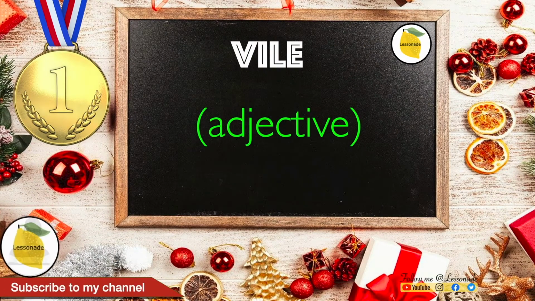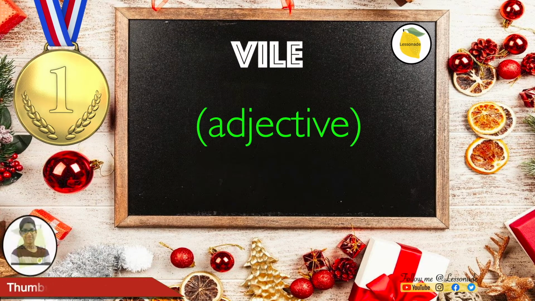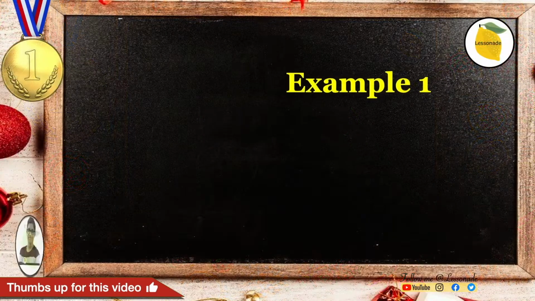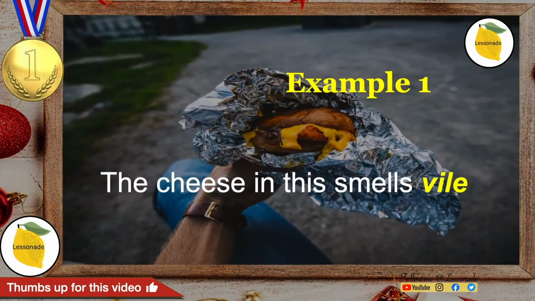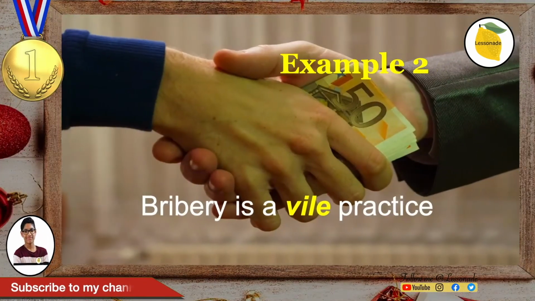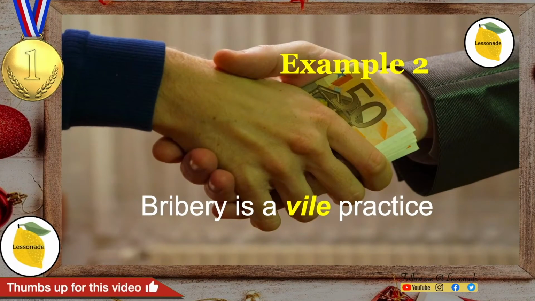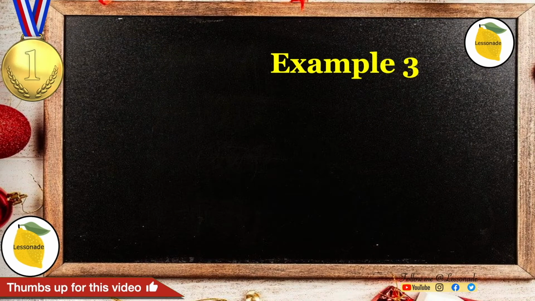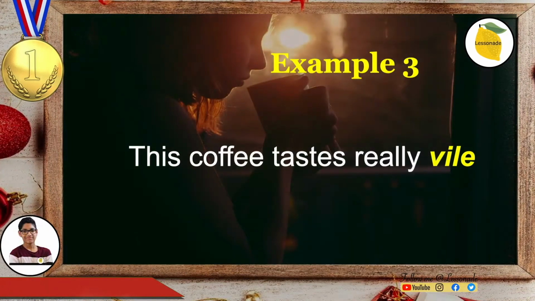Now that you know what vile means, let's have a look at how to use this in your daily conversation. Example 1. The cheese in this smells vile. Example 2. Bribery is a vile practice. Example 3. This coffee tastes really vile.